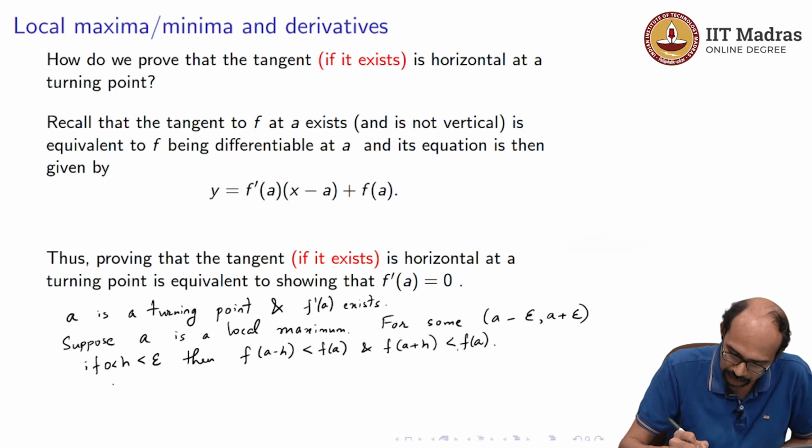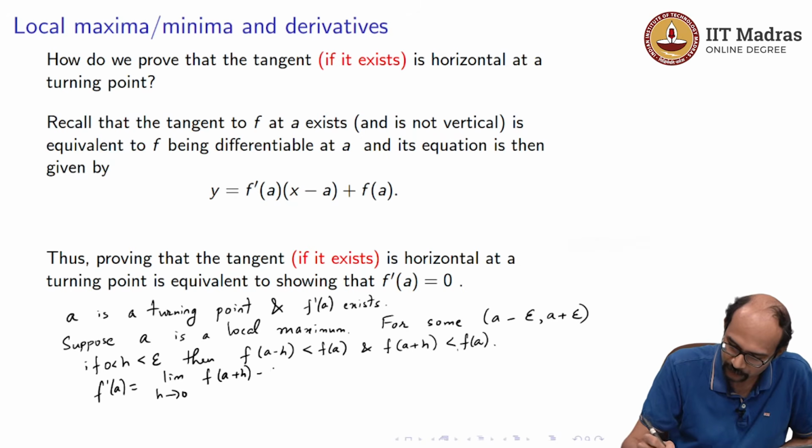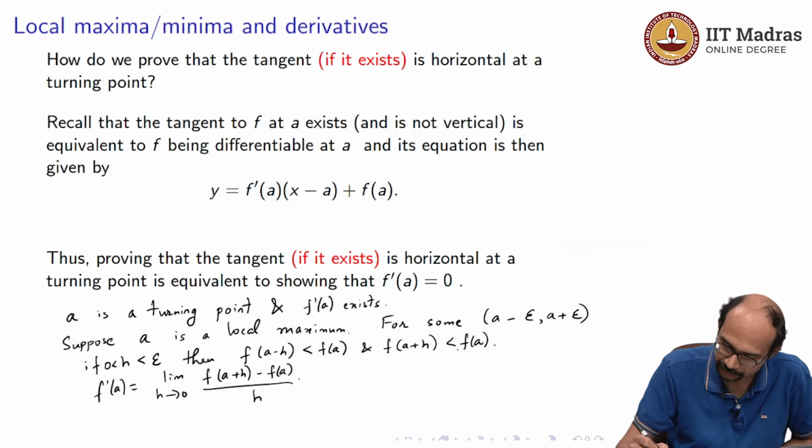Okay, so, now let us apply the definition of the derivative. So, f prime a is limit h tends to 0, f of a plus h minus f of a divided by h. But notice what happens to the numerator when h is between 0 and epsilon. So, f of a plus h is less than f of a. So, this numerator is negative. So, this value is going to be less than or equal to 0.